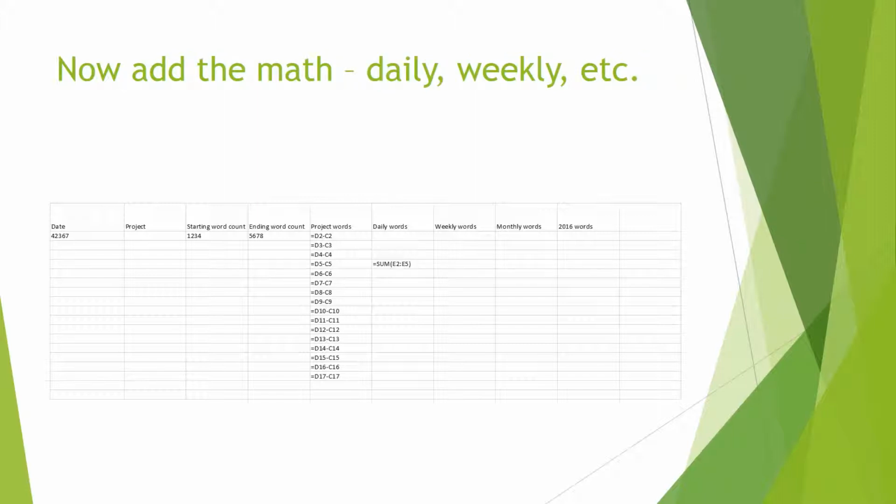So for daily words, I'm assuming that I'm being my usual scattered self and working on multiple different things at the same time. So my daily word count is actually going to consist of multiple projects that got some kind of work done on them. So in the daily word count, I'm going down to line 5, where I'm deciding is going to be my last entry of the day.